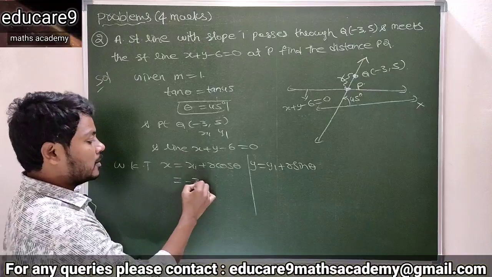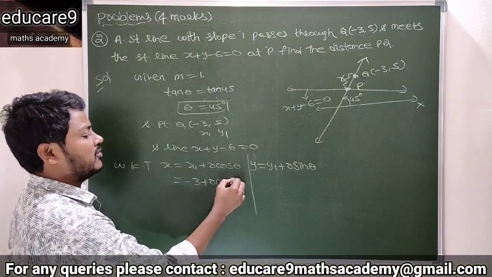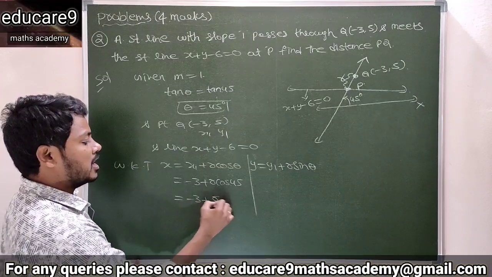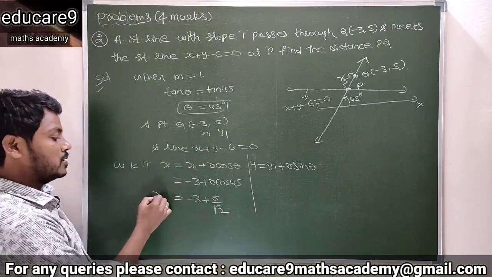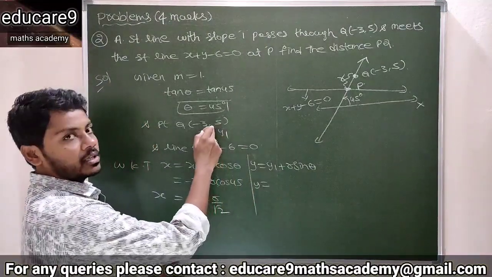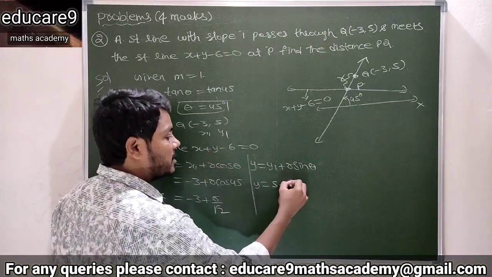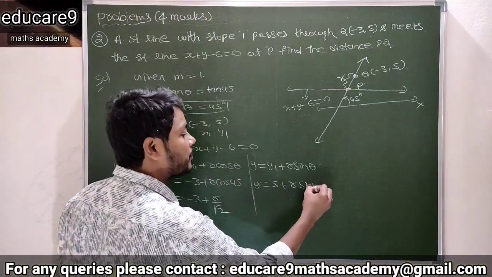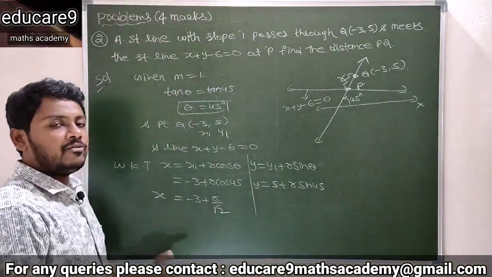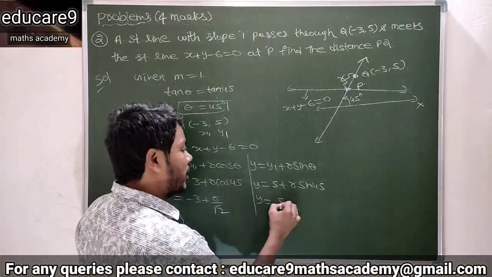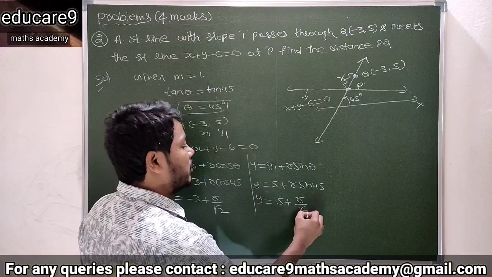Minus 3 plus r cos 45. So this is minus 3 plus r by root 2. So this is x. And y is equal to y1, that is 5 plus r sin 45. So you know that the sin 45 value is 1 by root 2. So y is equal to 5 plus r by root 2.